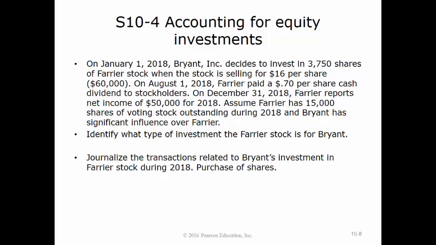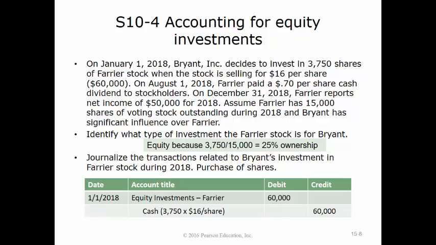First, the problem asks that we identify what type of investment the Farrier stock is for Bryant. Since Bryant purchased 25% of the stock of Farrier, this would be an equity investment. The entry to journalize the purchase of the Farrier stock by Bryant would be a debit to equity investments Farrier and a credit to cash for $60,000, which is equal to the purchase price of $16 per share times the 3,750 shares.